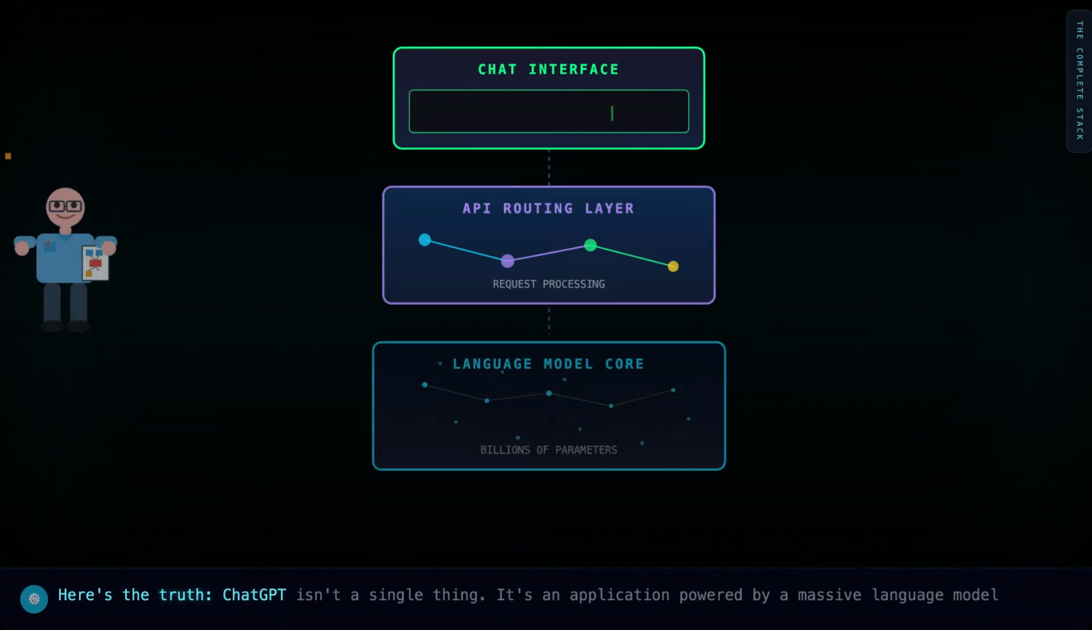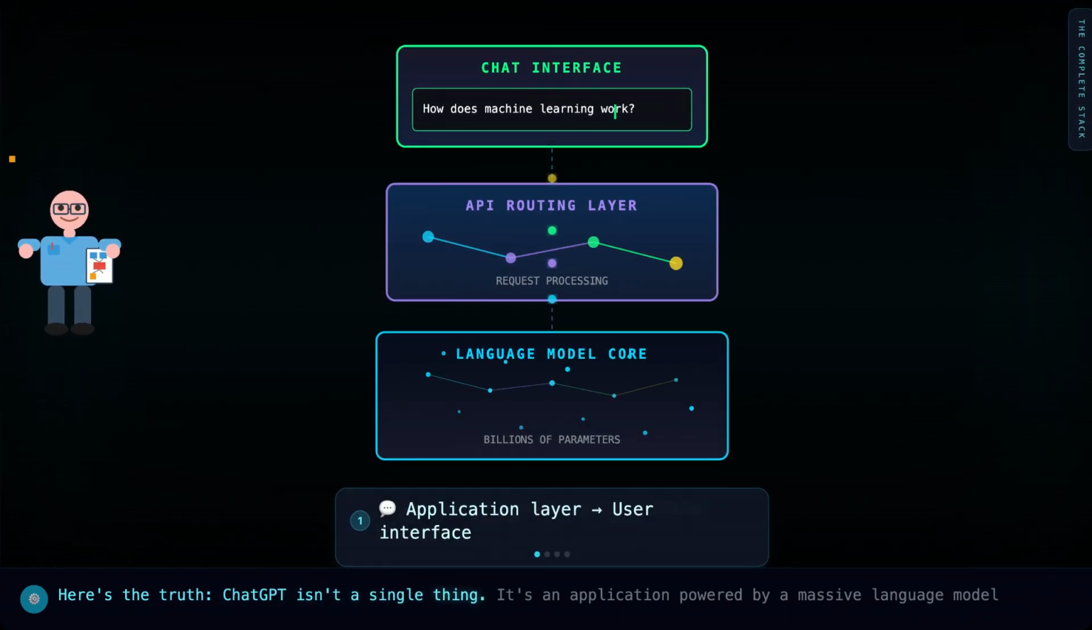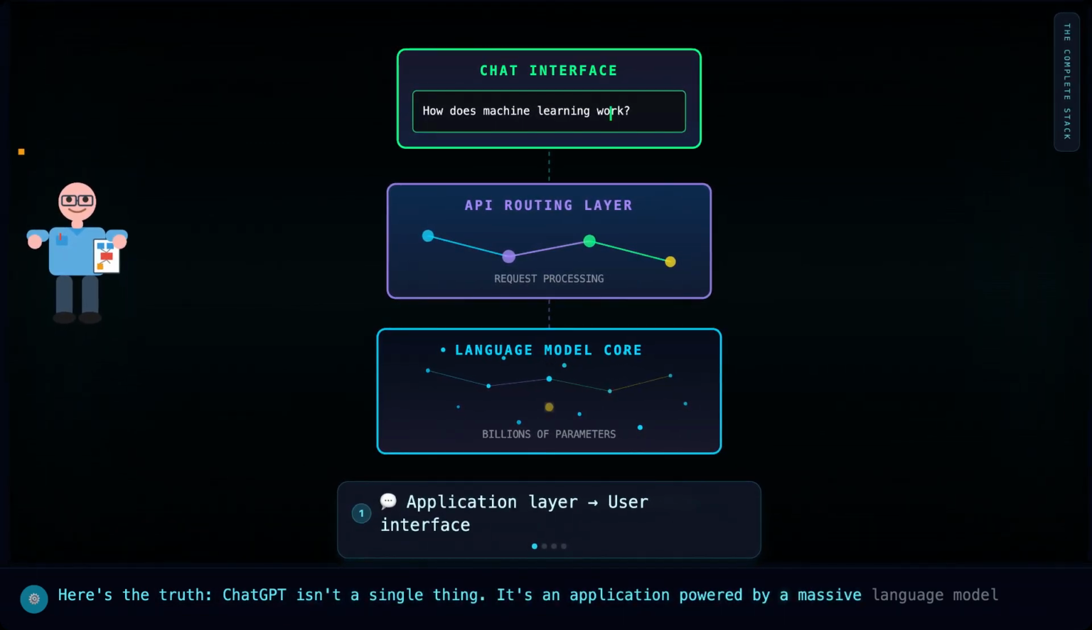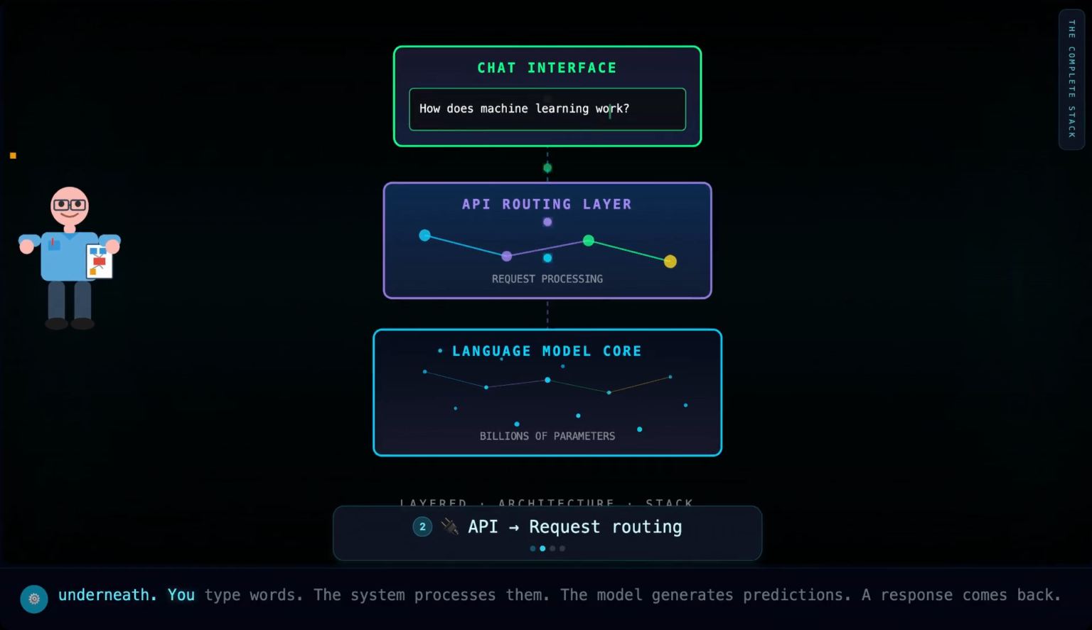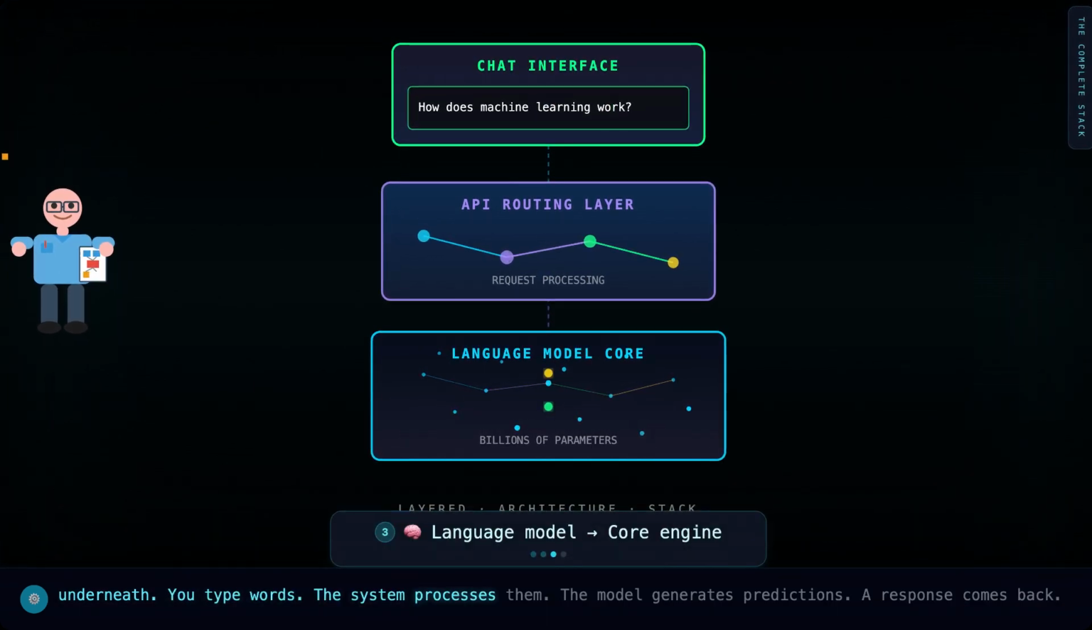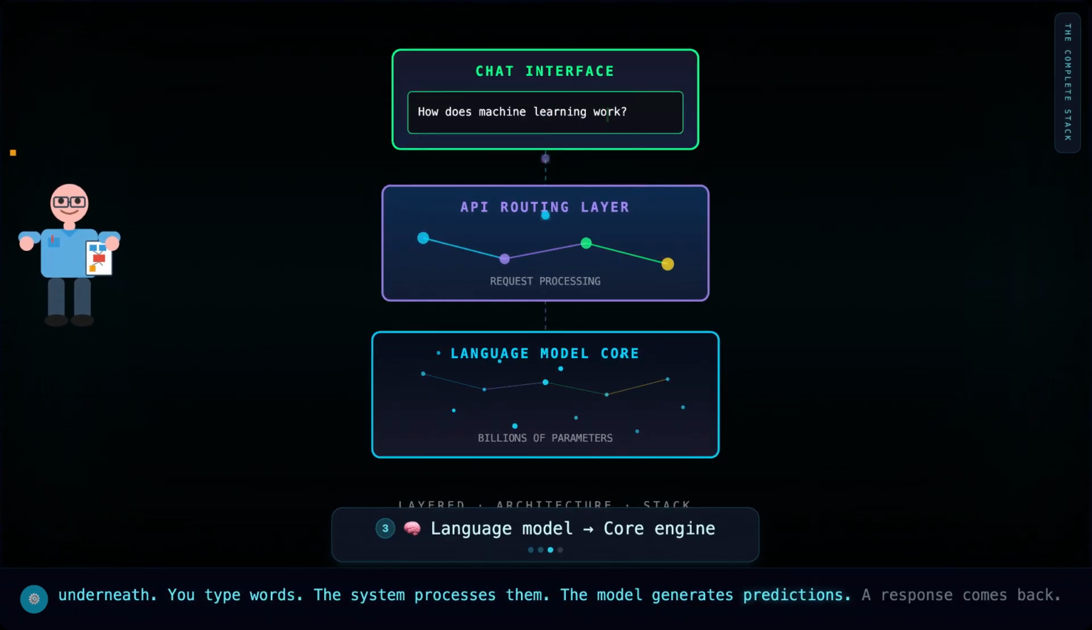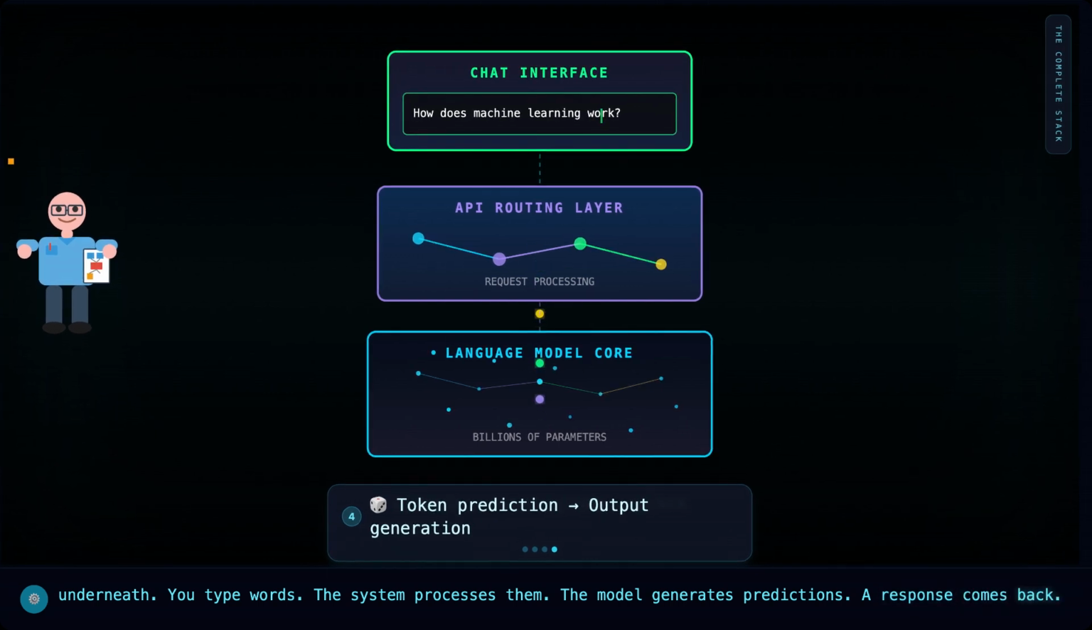Here's the truth. ChatGPT isn't a single thing. It's an application powered by a massive language model underneath. You type words. The system processes them. The model generates predictions. A response comes back. That's the foundation of everything.